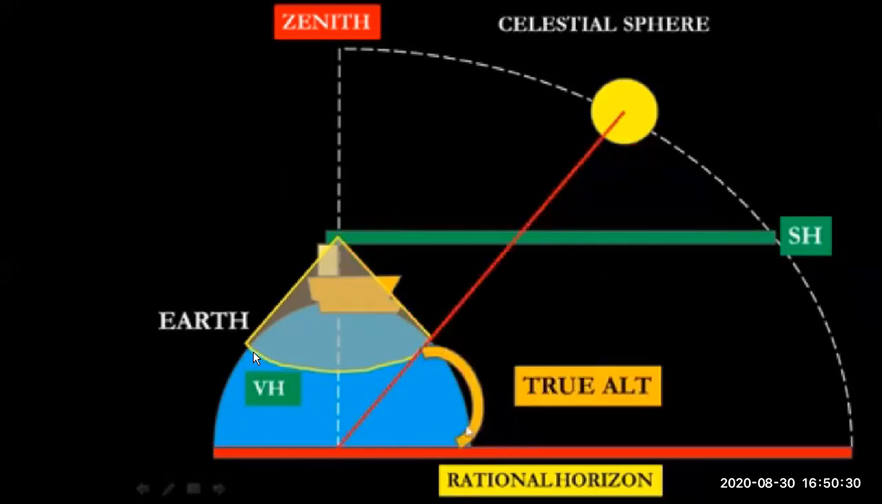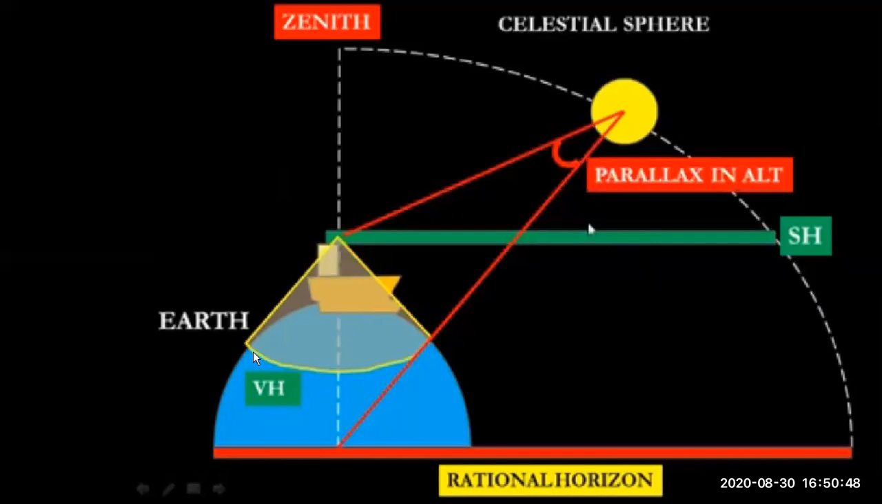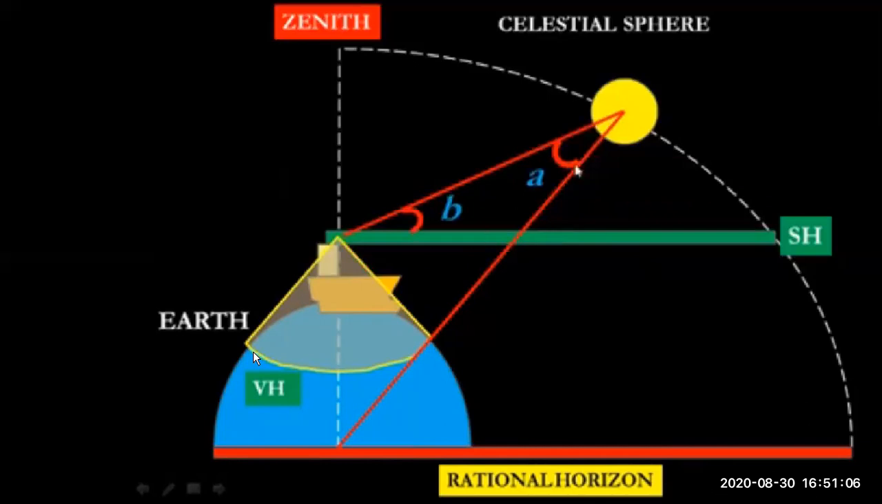So we are at apparent altitude and we want the true altitude from the center of the earth at the rational horizon. So from the body we will join two lines, one which is passing to the observer and one which is passing through the center of the earth. Now this angle which is made at the body is called parallax in altitude. Now this is the triangle of the sensible horizon and the lines passing through the observer from the celestial body and to the center of the earth.